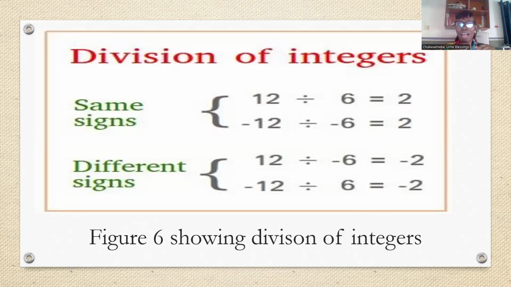For same signs, we have 12 divided by 6. In this 12 divided by 6, you can see whenever you don't see a sign in front, you assume that it is positive. All right? So 12 divided by 6 will give us 2. Then minus, same signs. Minus, minus is here. Minus 12 divided by minus 6 is still 2, positive. Everyone, same signs give a positive result. Different signs give a negative result. You can see 12 divided by minus 6, sorry about that, gives minus 2. Good. And minus 12 divided by 6 will give us minus 2.